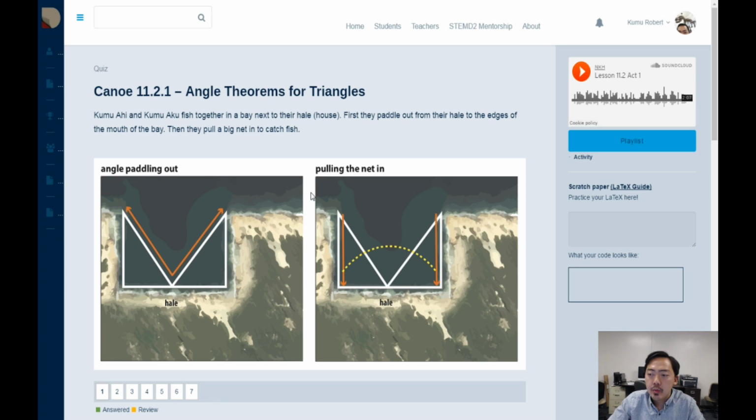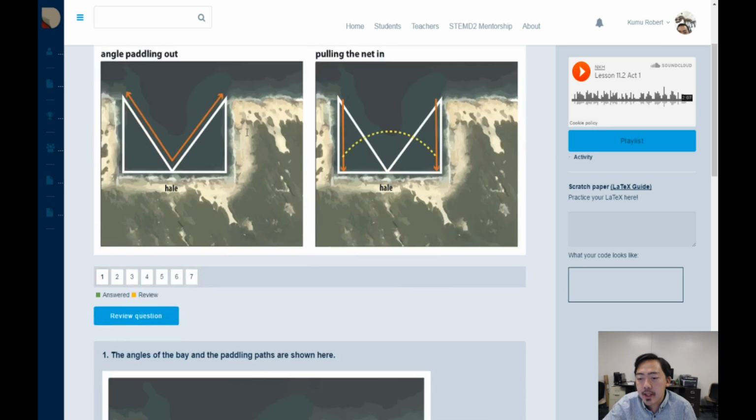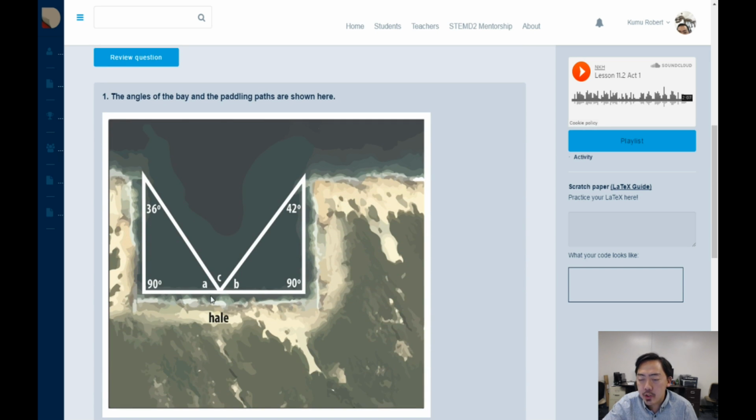In this activity, we will take a deeper look into this strategy and learn more about the angle theorems for triangles. If we look carefully, we can see that Kumu'ahi and Kumu'ahu paddle along triangular paths. So one goes around here, and the other path goes around here. Below is a diagram showing the measure of some of the angles that are formed by these two paths. We begin this activity by finding the measure of the missing angles.